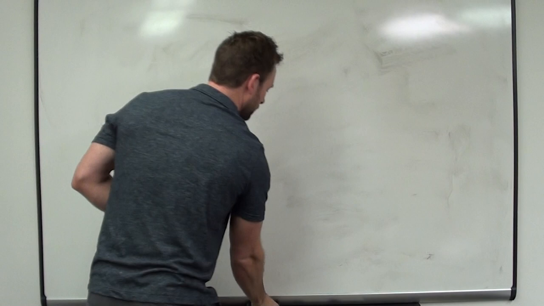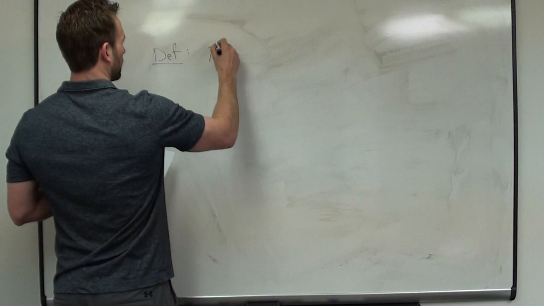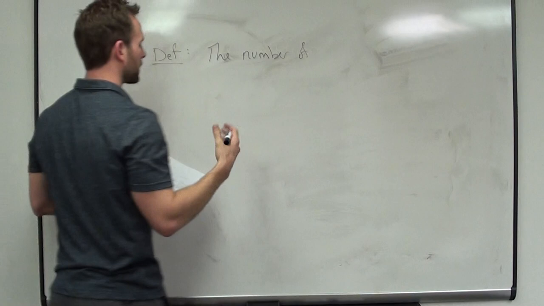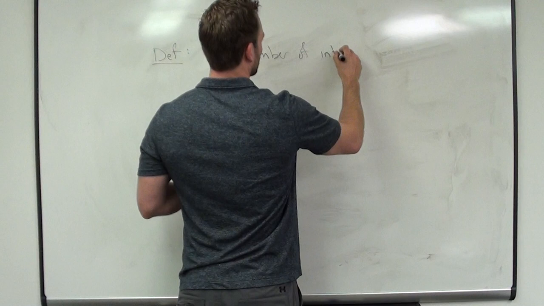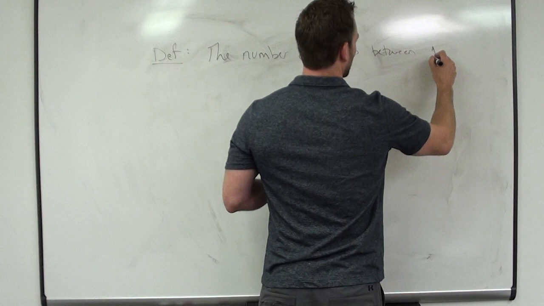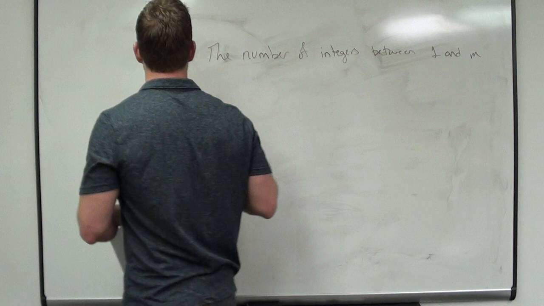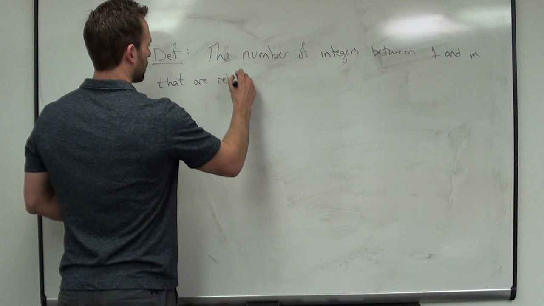So Euler's phi function, let's go and get that definition up here. The number of integers, though we're going to be looking at just natural numbers, between 1 and, what letter am I using? I'm using an m, that are relatively prime to m.